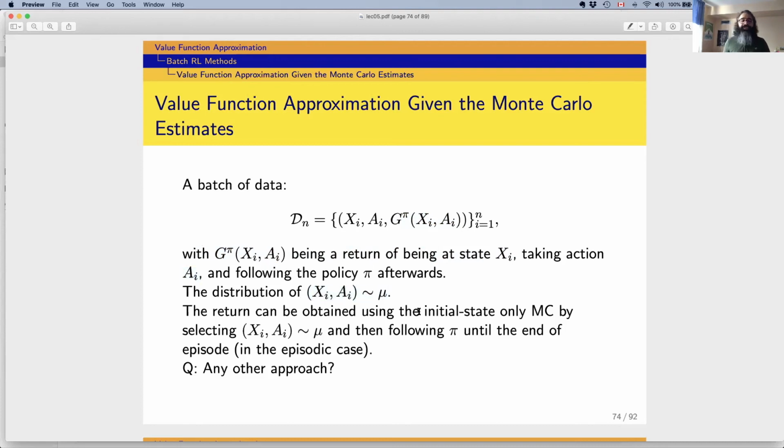You remember how Monte Carlo worked and what properties it had. For example, the initial-state-only version of Monte Carlo provides an unbiased estimate of the return. So we essentially have a batch of data points where we select x_i, a_i and follow the policy afterwards, for example until the end of the episode, and this gives us an unbiased but noisy estimate of the value function at that point.